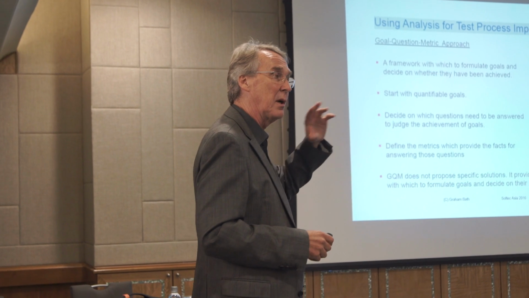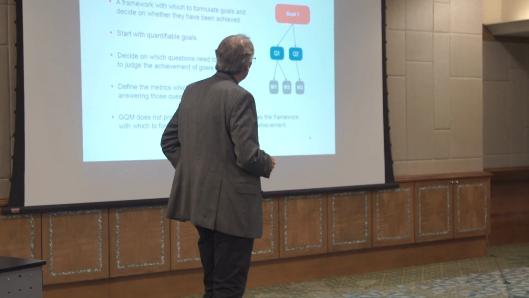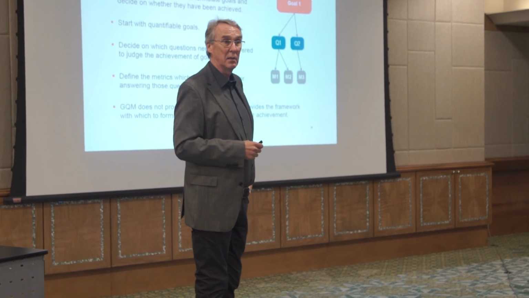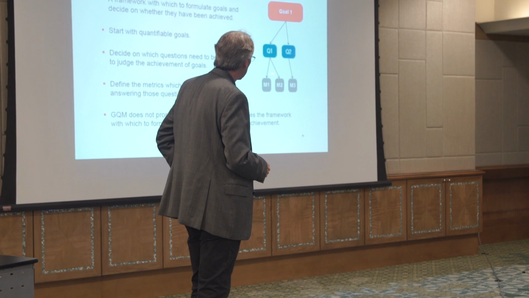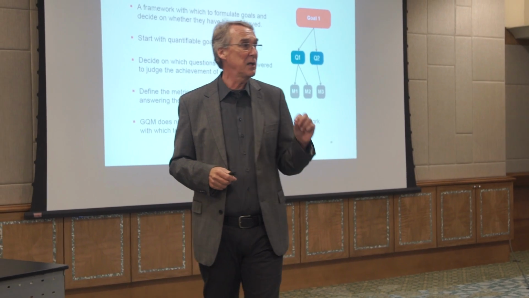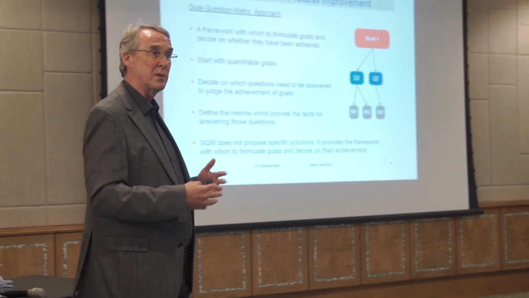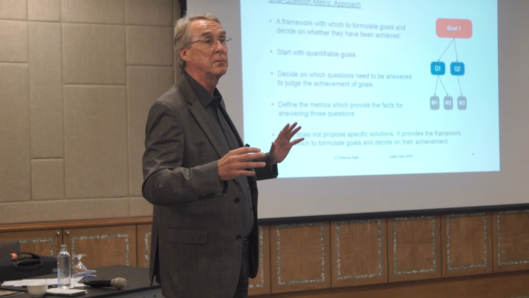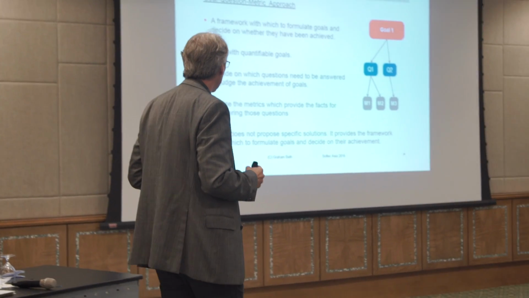You start by asking yourself questions. How would we measure if this goal has been achieved? The questions you would ask. And then you choose the individual metrics, the individual things that you measure that you need to answer those questions. And you build up a structure. And this is called a GQM approach.